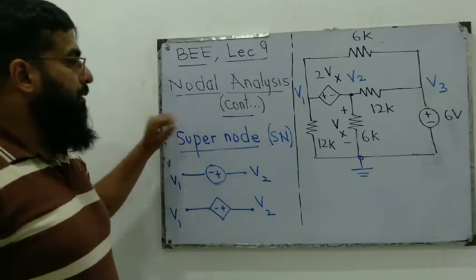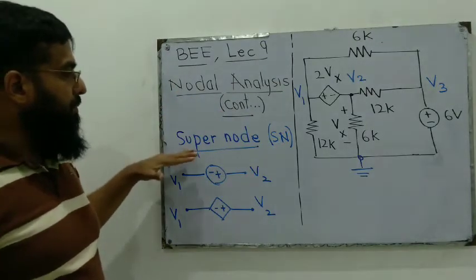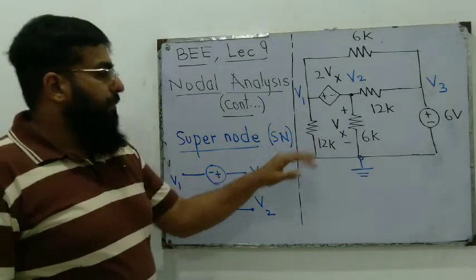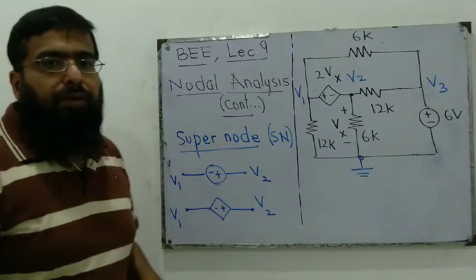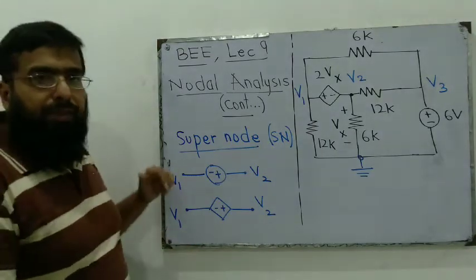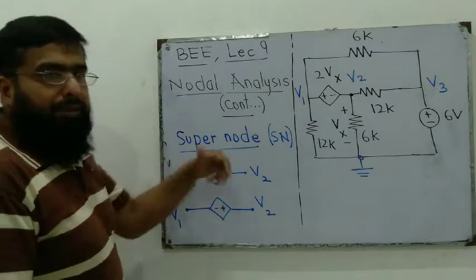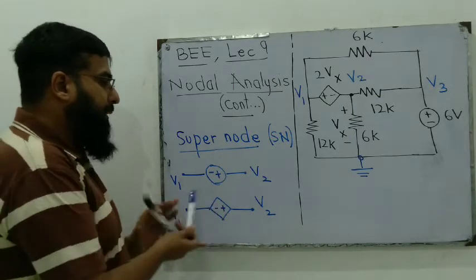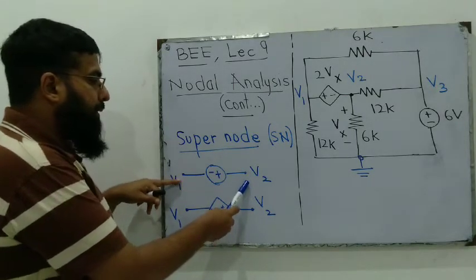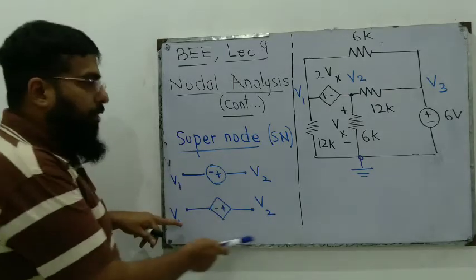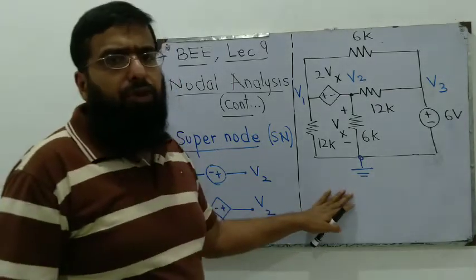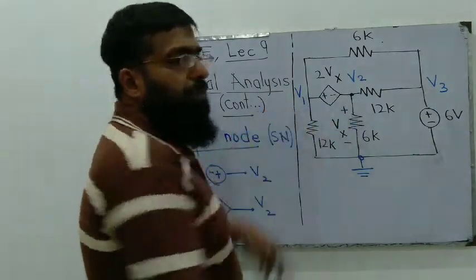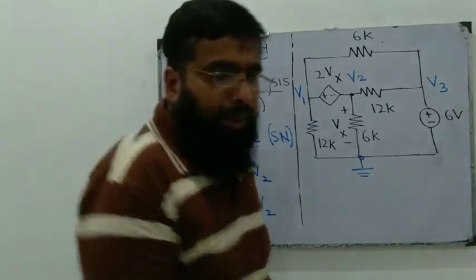We are studying Nodal Analysis and we are going to solve a problem related to supernode involving a dependent voltage source. In the earlier lecture, we have seen that a supernode exists when we have a voltage source directly between the two nodes. It can either be an independent voltage source or a dependent voltage source. Today we will solve a problem where we have a dependent voltage source directly between two nodes, causing a supernode. Let's solve this problem.